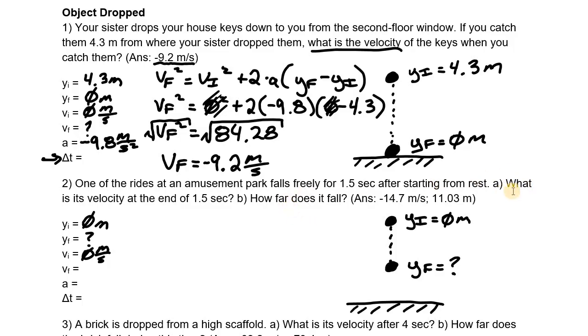The first question asks, what is its velocity at the end of the 1.5 seconds? Oh, so we're going to be finding not just one thing, but 2. And once again, what is the acceleration of this freely falling object? Negative 9.8 meters per second squared. That's acceleration due to gravity. And our time here is 1.5 seconds.